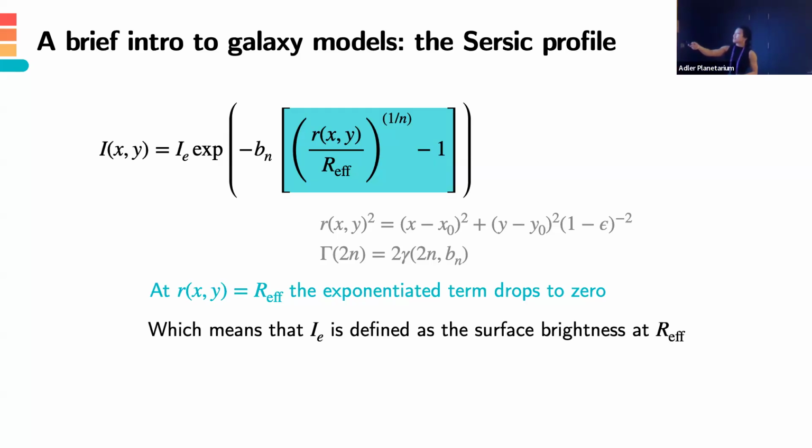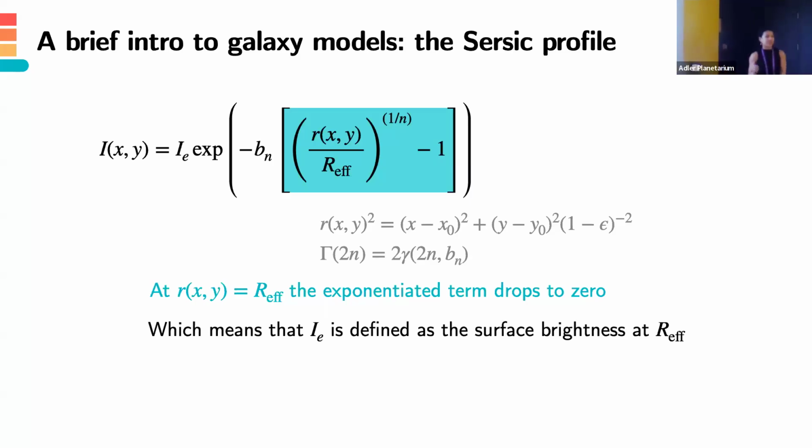We see that R appears as a ratio with this R effective term, and then it goes to 1 over n minus 1. But let's think about what happens when R is equal to this effective radius. When we define this effective radius, hopefully it has some physical meaning for the model. Let's take R equals R effective. This term becomes 1, which means this whole blue term becomes 0, which means this exponentiated term becomes 1, which means the surface brightness profile I of xy is just equal to IE. What that means is that IE is defined as the surface brightness at the effective radius.